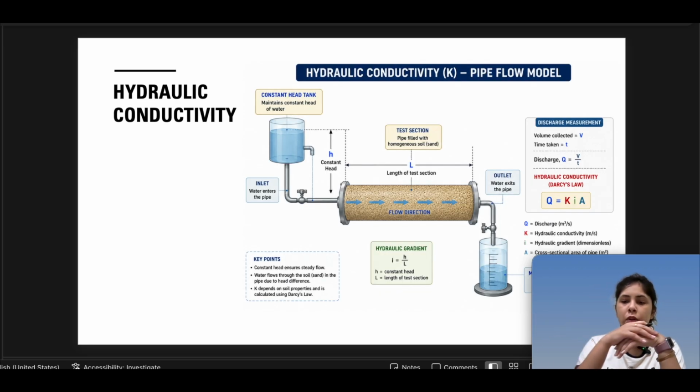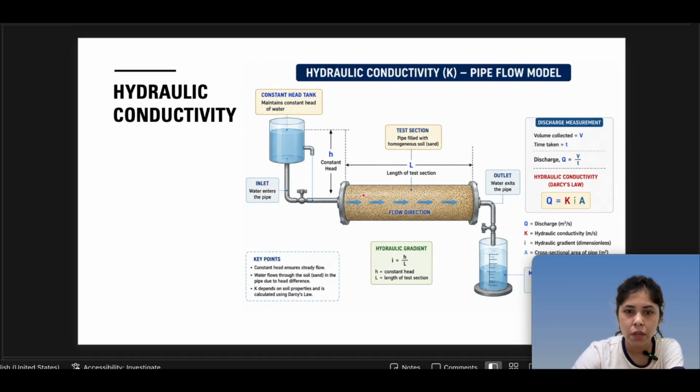Now let's move on to hydraulic conductivity. So what's hydraulic conductivity? It's the rate of flow through the sand. That's what we call hydraulic conductivity. For that we have already made one diagram. Let's say this is a transparent sand medium.